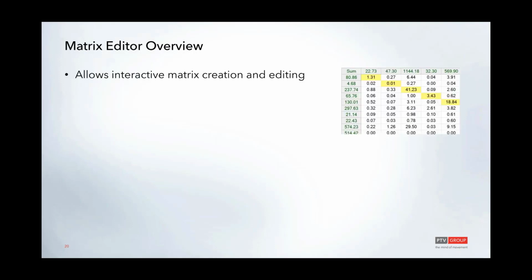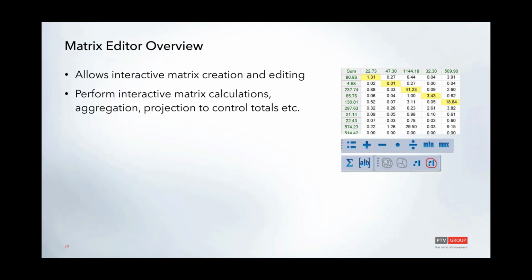Now we'll have a look at how the matrix editor works in Visum. This matrix editor again works similar to the listing, but it just shows up in a matrix format. Again, it allows copy and paste through the clipboard, so you can copy portions of the matrix, edit, modify, and bring it back into the matrix data. You can use it to perform interactive matrix calculations such as aggregations, projection to control totals, and so forth.